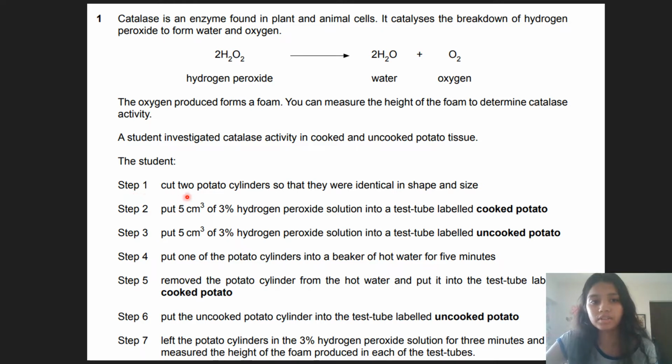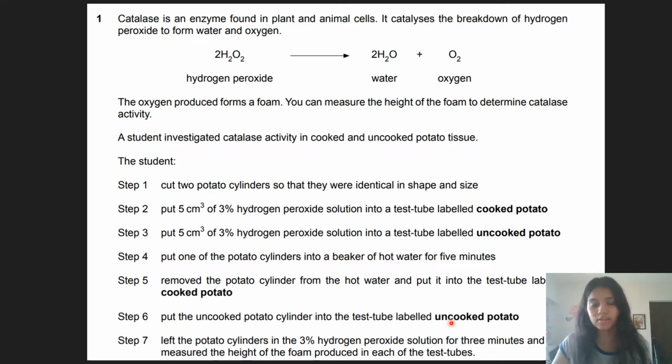So the student first cut two potato cylinders that were identical in size and shape. Okay. They put 5 centimeter cube of 3% hydrogen peroxide solution into one test tube and labeled it cooked potato. So they've not put anything in this test tube yet except the hydrogen peroxide, but they've labeled it cooked potato because one cylinder is going to have cooked potato. So the potato cylinder that's cooked will be transferred into this test tube. And in another test tube, they've put the same 5 centimeter cube 3% hydrogen peroxide solution and labeled it uncooked potato because the other potato cylinder that is not cooked will then be transferred into this one.